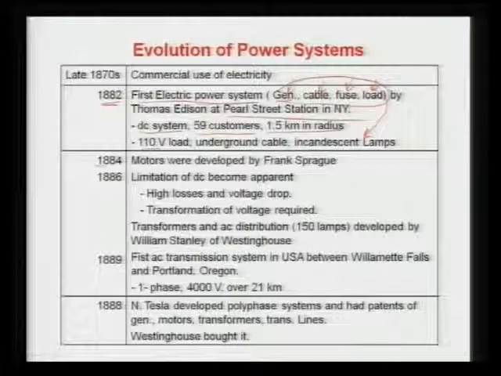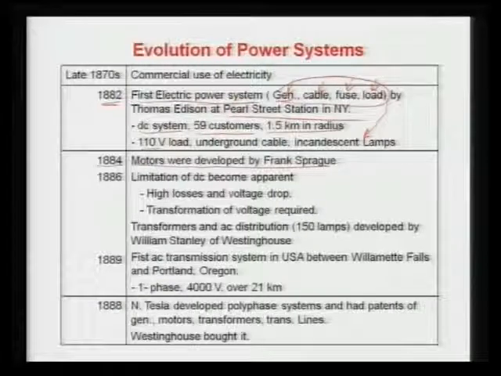In 1884, motors were developed by Frank Sprague, and with the addition of these motors in the DC system, electricity became more and more usable, and people preferred it more and more. Using electricity only for lighting was not very much appreciated, but with motor loads, these mechanical loads, you can connect them and achieve various applications in normal human life.